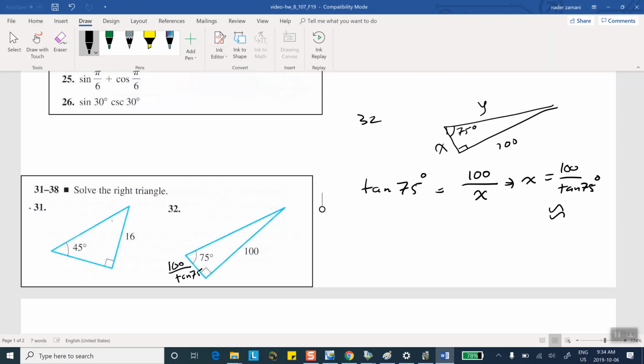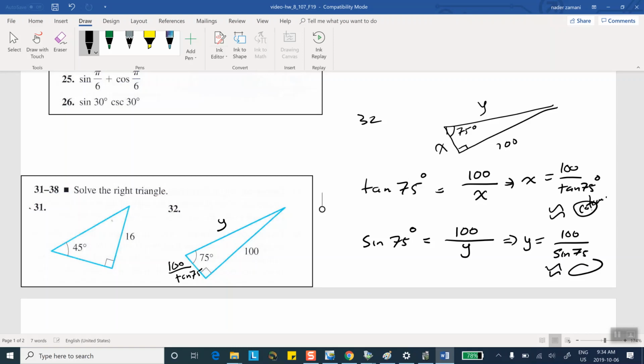Now, if I want to get the hypotenuse, you can, for example, do sine of 75 degrees equal to the opposite, which is 100, divided by the hypotenuse, and the hypotenuse, I call it y, right? Y. And therefore, y is equal to 100 over sine of 75. There's nothing wrong with this, but if you're asked to find the approximate value, then you have to use your calculator to get these things. All right, good. So let's move on to the next problem.